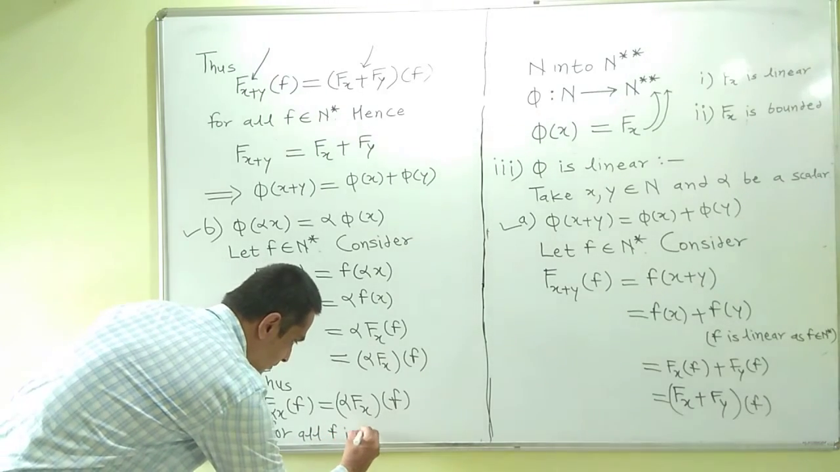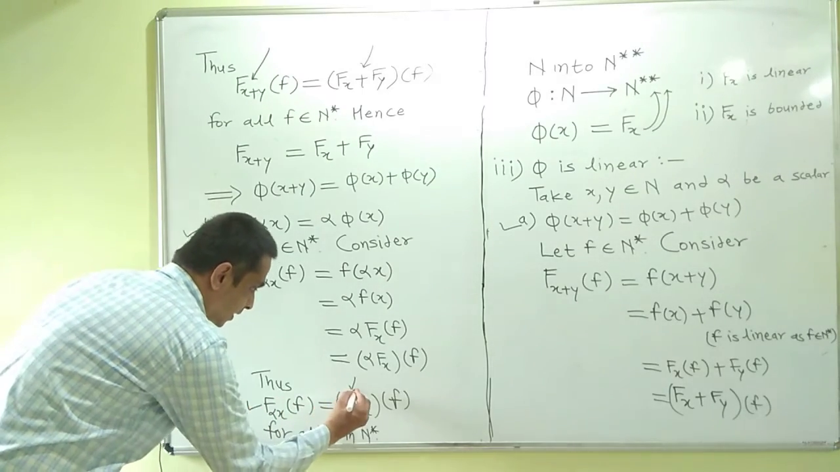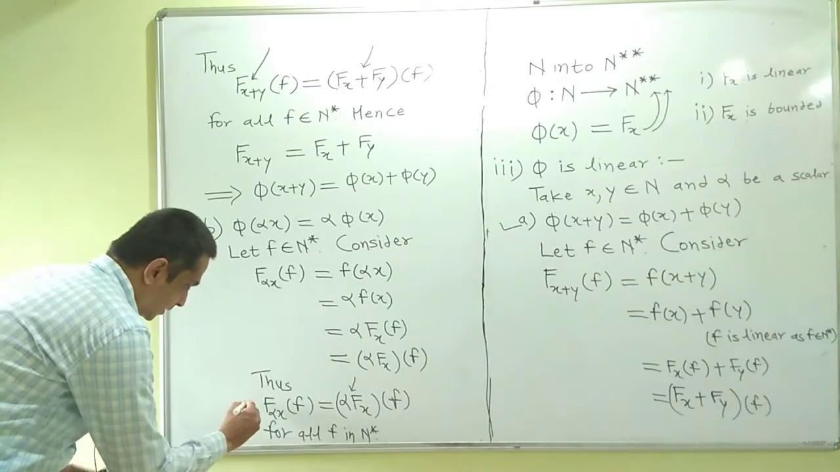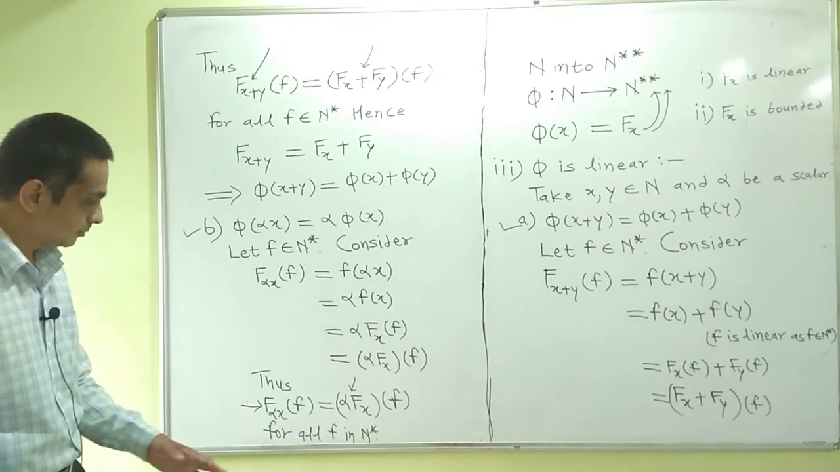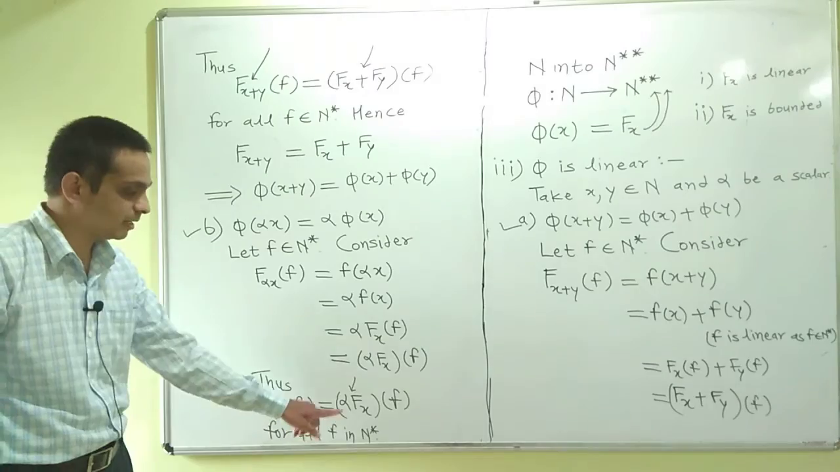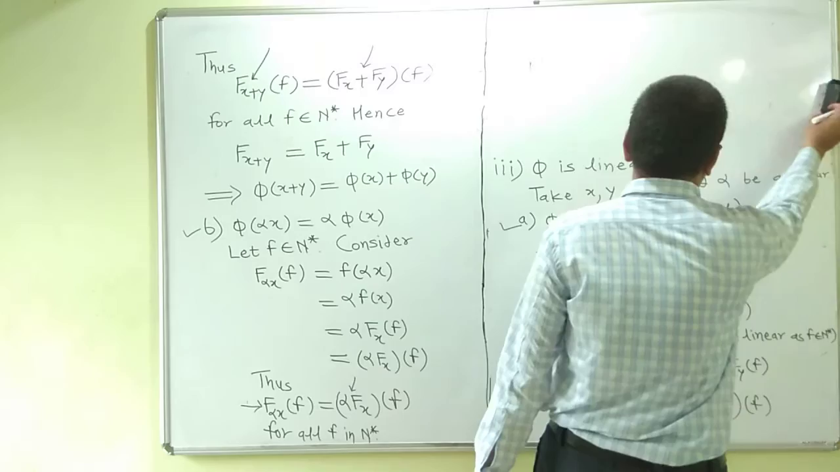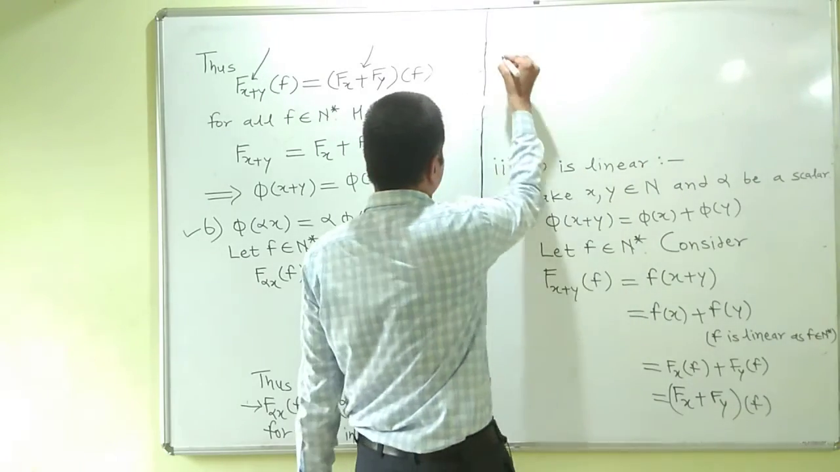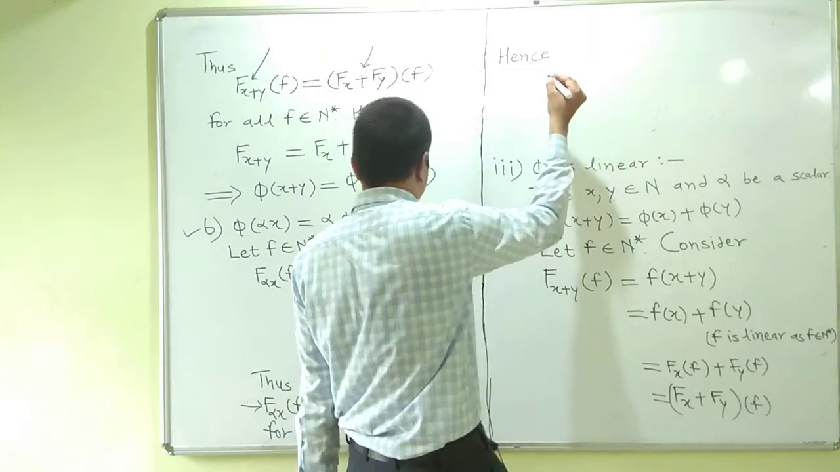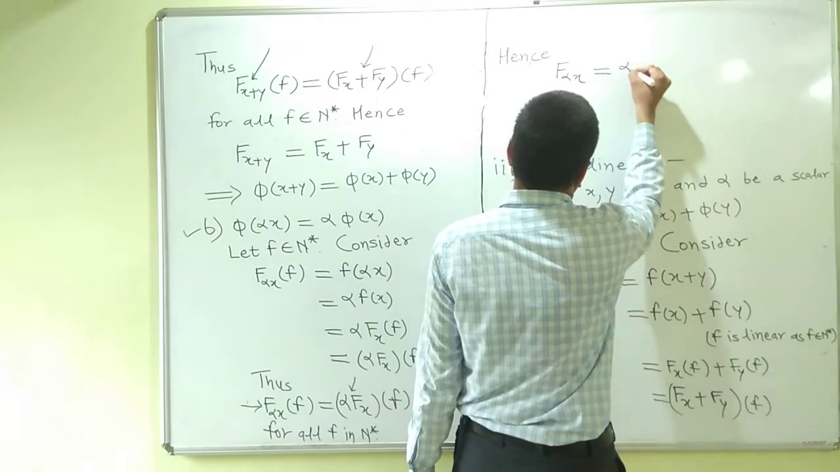In other words, these two functions f of alpha x and alpha fx have same values at all points, to be precise at all functionals. Hence these two functions are equal. Hence f of alpha x equals alpha fx.